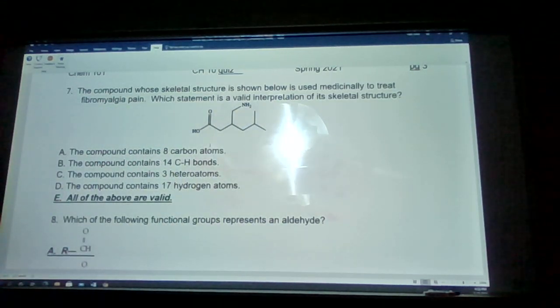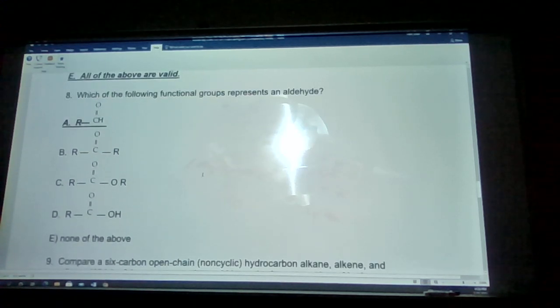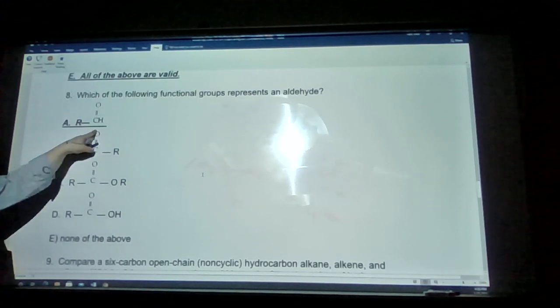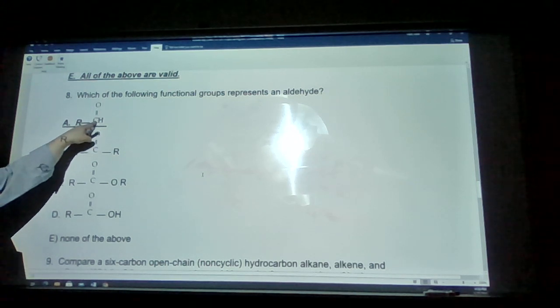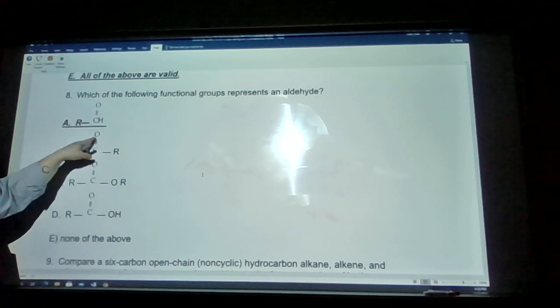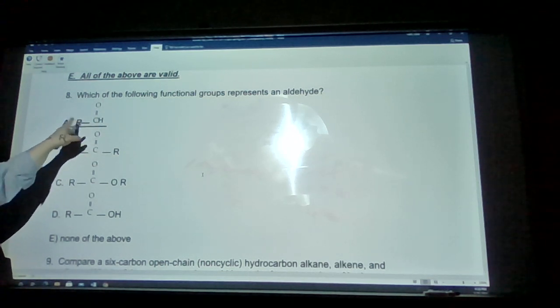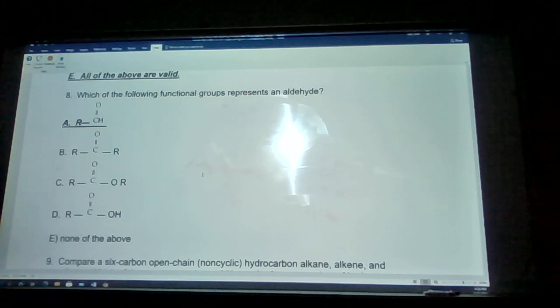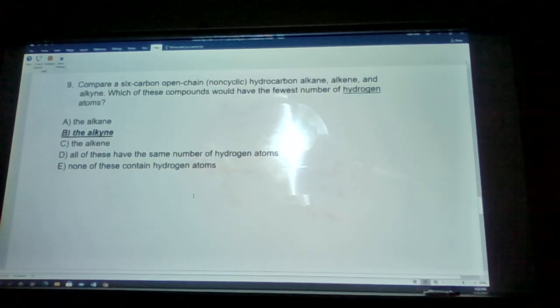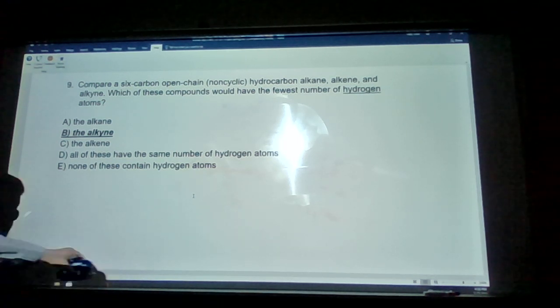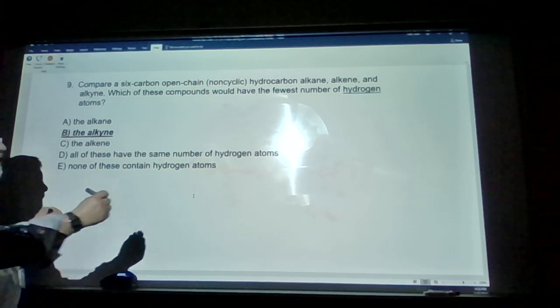Number 8, which of the following functional groups represents an aldehyde? An aldehyde contains a hydrogen directly bonded to the C of your C double bond O and 1 carbon-containing group. Number 9, compare a 6-carbon open chain non-cyclic hydrocarbon: alkane, alkene, and alkyne. Which of these compounds would have the fewest number of hydrogens?